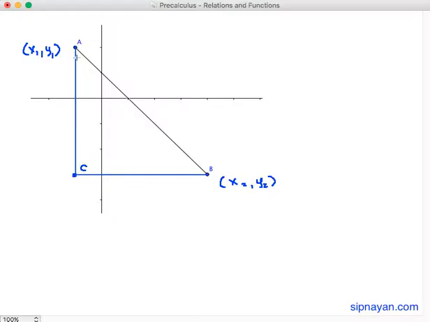Its x is the same as the x of A, right? This is our x-axis. The x of A is here, and the x of C is here. So its x is x sub 1, the x-coordinate of A. They have the same x-coordinate, so the x-coordinate of C is also x sub 1. Its y-coordinate is the same as the y-coordinate of B, right? The y-coordinate of B is aligned with this y, and the y-coordinate is y sub 2.